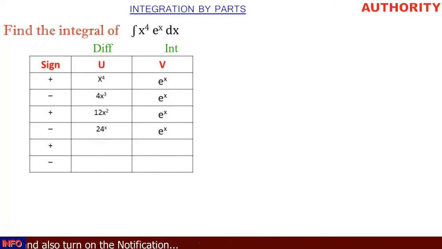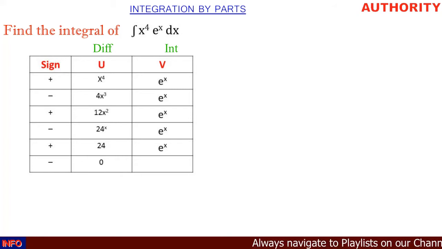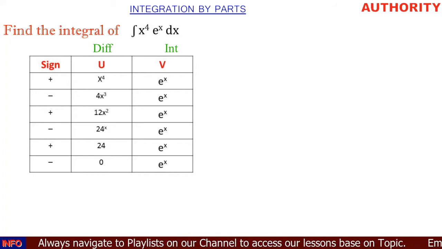Let us continue. The differentiation of 24x is going to give us 24. And then the integral of e raised to power x is going to give us e raised to power x. Let's continue. The differentiation of 24 is going to give us 0. And then the integral of e raised to power x is going to give us e raised to power x. All right, we are done. We have differentiated until we obtain the value 0. So that is where we will stop.